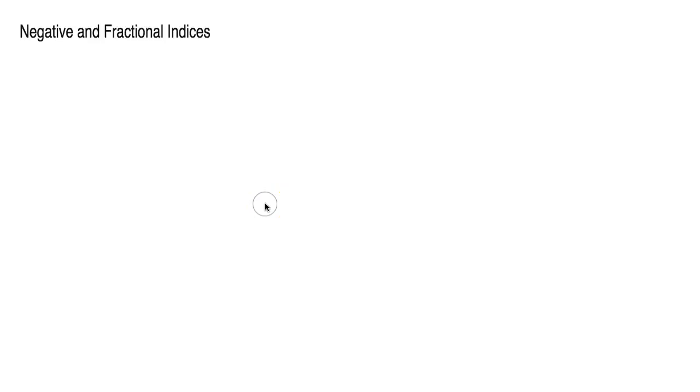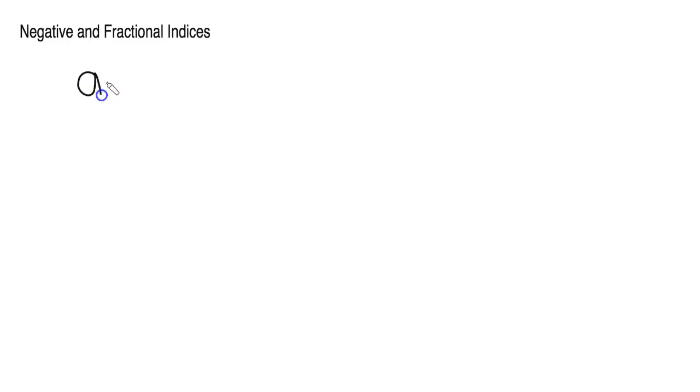So now we're going to talk about negative and fractional indices. This is just an extension of the first chapter where we discussed different rules of powers or indices. There's a few additional ones we're going to cover. So I'm just going to write them out and we're going to go over them one by one.